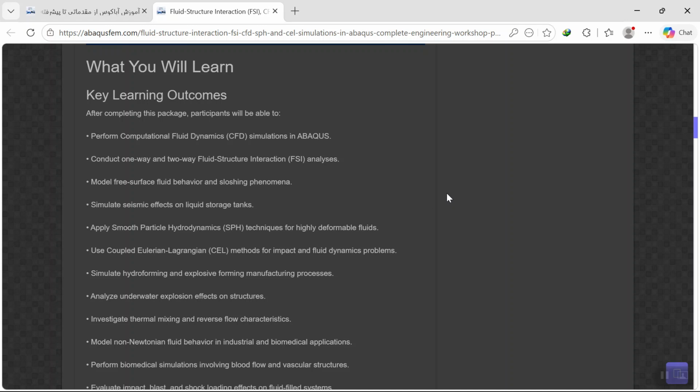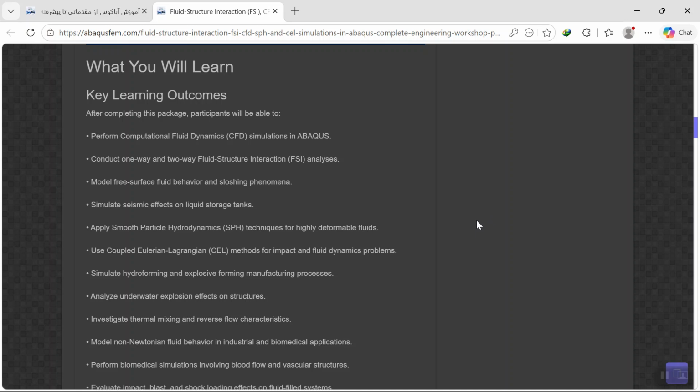One of the major topics covered in this package is fluid sloshing and seismic analysis of a liquid storage tank. You will learn how to simulate a water container subjected to earthquake loading, seismic sloshing behavior in tanks, concrete tanks, composite tanks. And these simulations are extremely valuable for engineers working in water infrastructure, petrochemical facilities, storage system, and earthquake engineering.